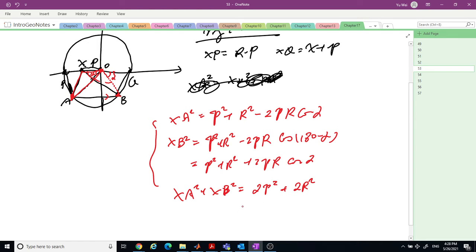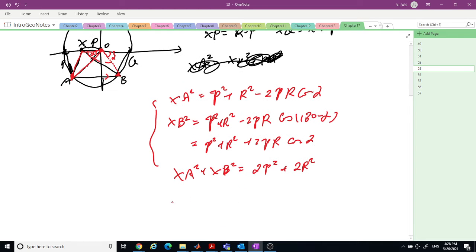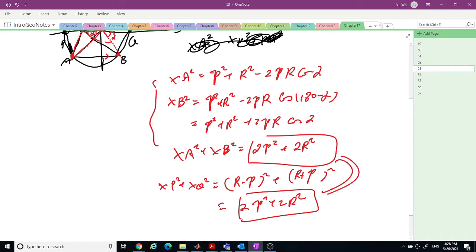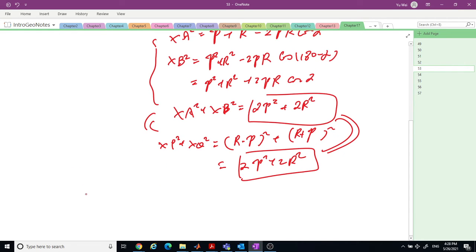Okay, so then let's see what is XP square plus XQ square, right? XP square is (R minus P) bracket square plus (R plus P) bracket square. Then it is also 2P square plus 2R square, right? So here are the two results. Now you can see they are equal, so that's why you can prove this equal. Okay, this is the trig method.